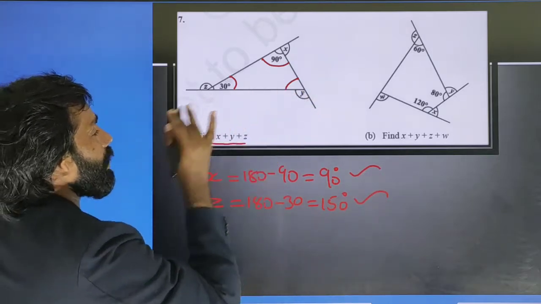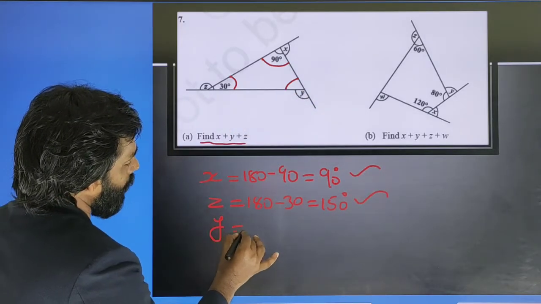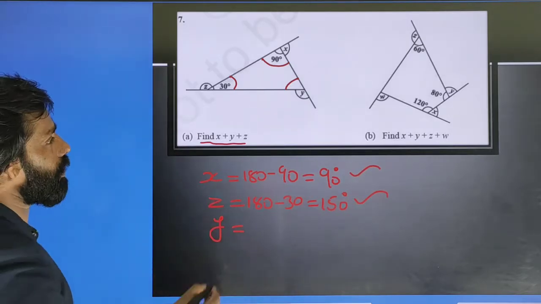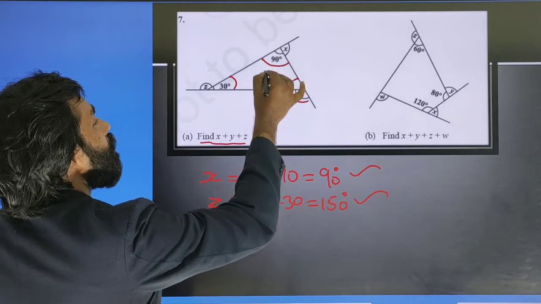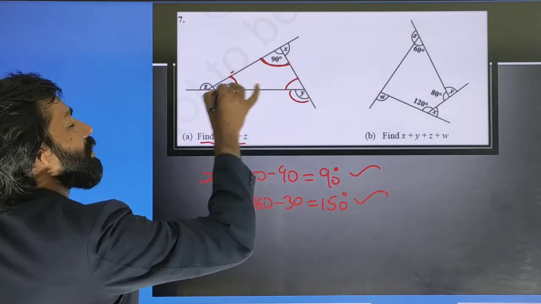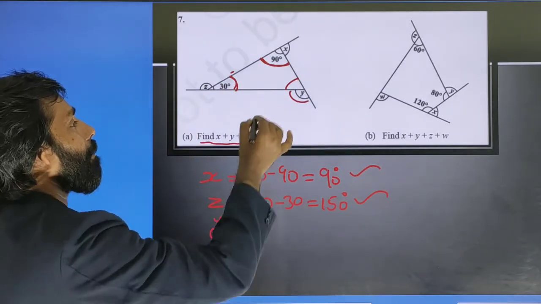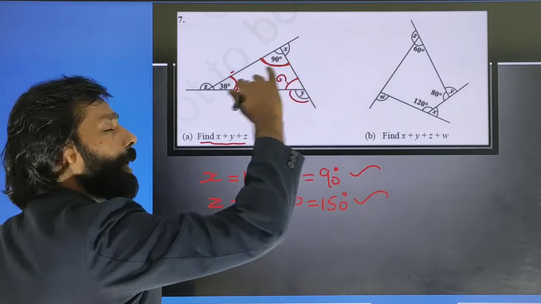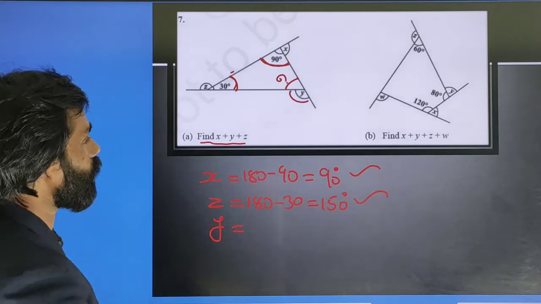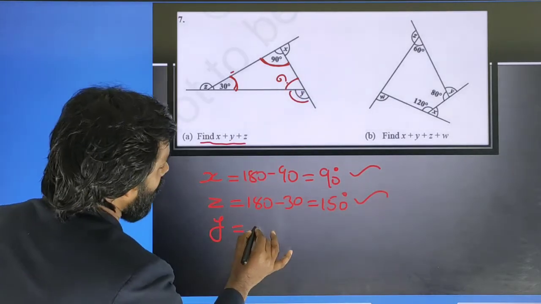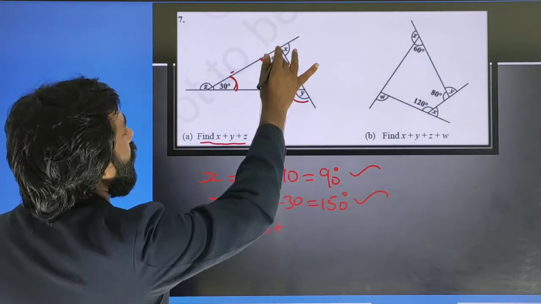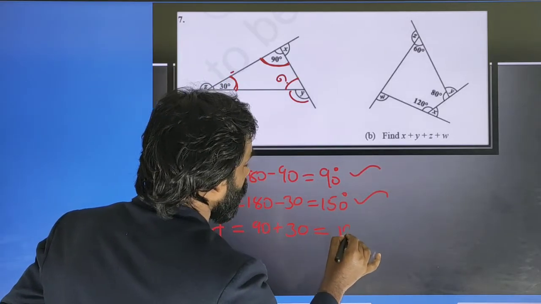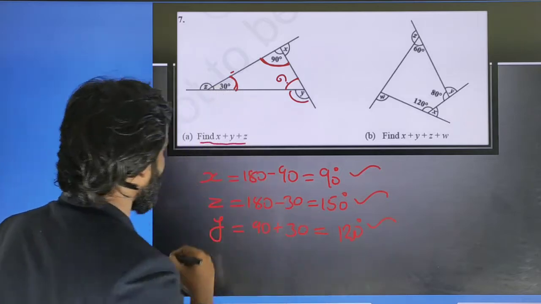Now what about in the case of y? So for y, we can apply the exterior angle property. That means y should be the sum of this plus this. Otherwise, we can find this angle by using the angle sum property, and later apply the linear pair, right? So I think it is easy. y equals 90 plus 30. What is that? So it should be 120. Yes, we got all of x, y, z.